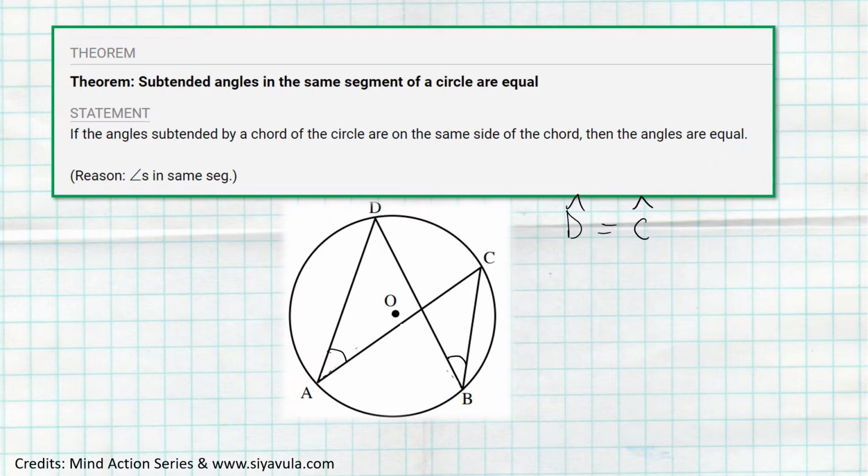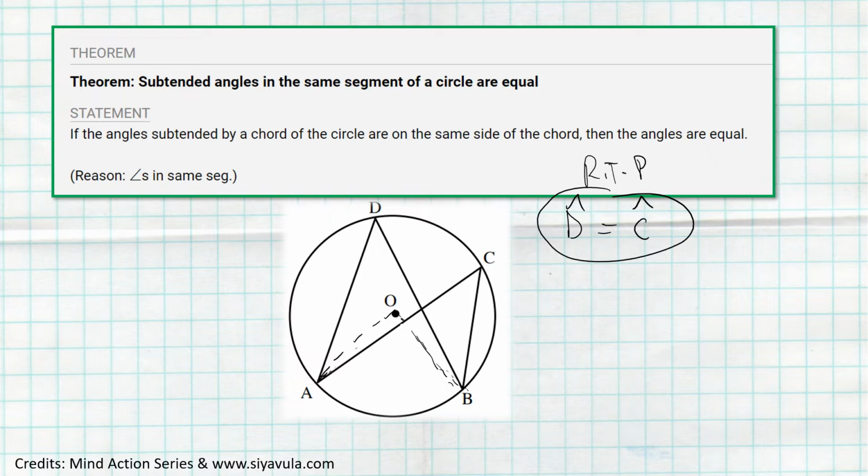On your construction, you join the radii. From this point, we form a radius by joining a line from A to O, and from O to B. So we have just joined those two lines. Remember, we are required to prove that indeed angle D is equal to angle C. We want to prove this theorem that if we have angles subtended by the chord of the circle that are on the same side of the chord, then they are equal. So how can we prove this?